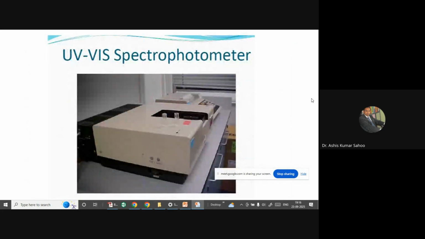So listen, this is nothing but a UV visible spectrum. You can see this is an instrument known as a UV visible spectrometer, or photometer.